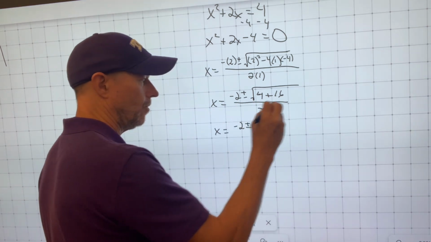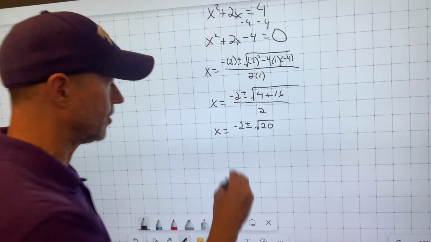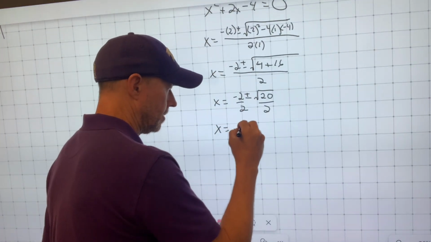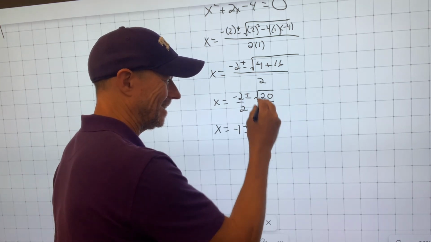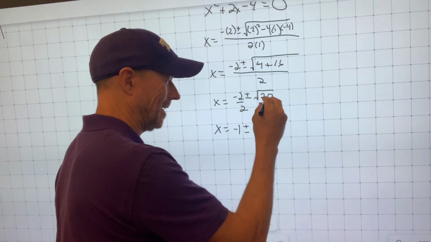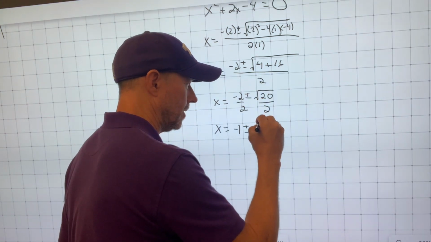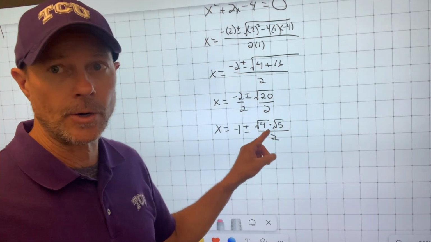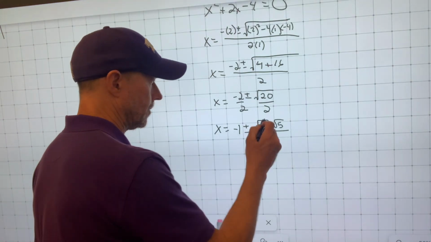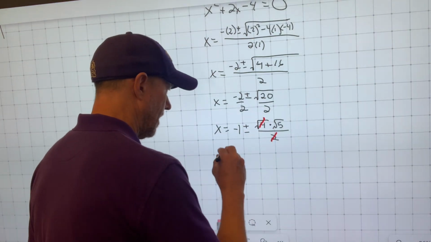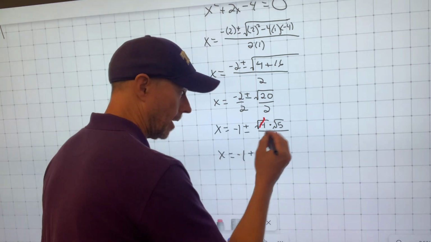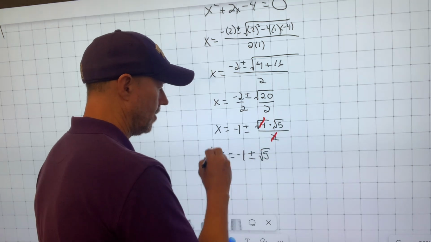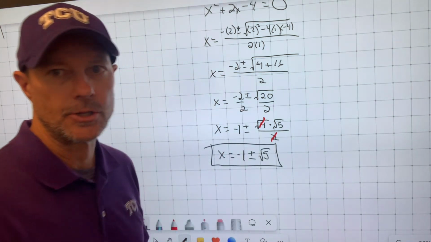Now remember, this all over 2 means literally they're all over 2. So this is over 2 and this is over 2. So here I get a negative 1. You cannot divide the 2 and the 20, but you can rewrite the square root of 20 as the square root of 4 times the square root of 5 over 2. And since the square root of 4 is 2, now we can reduce. And so I have x equals negative 1 plus root 5, and x equals negative 1 minus root 5. Those are the two solutions to the equation.